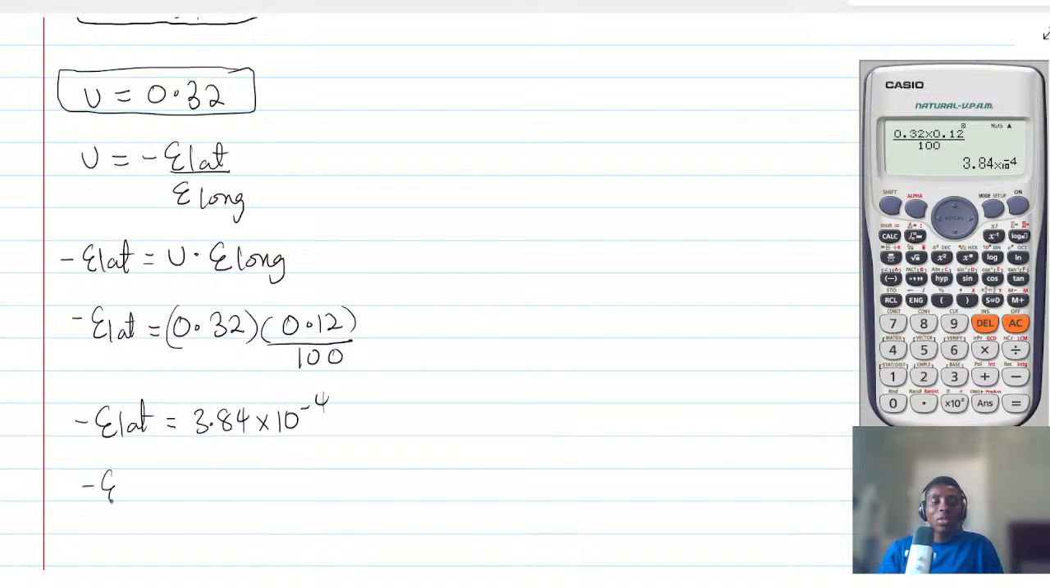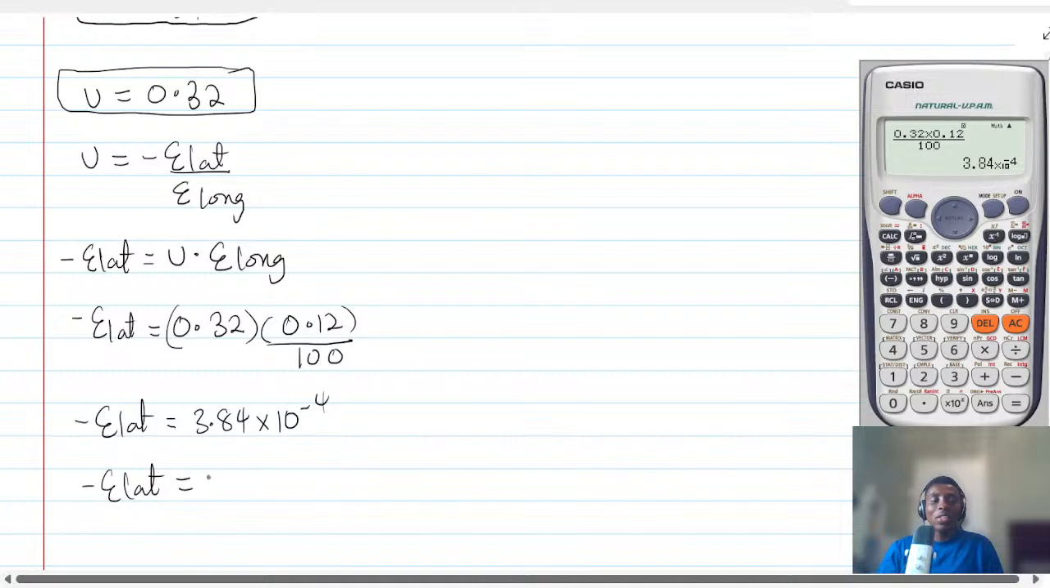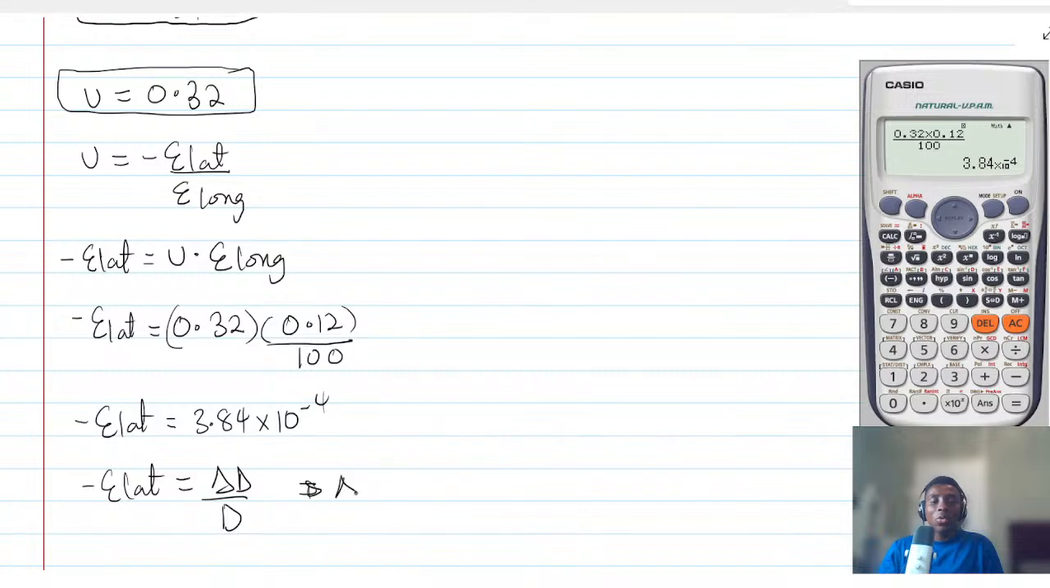But what is the latitudinal strain? The latitudinal strain is the change in diameter divided by the original diameter. Which means that the change in diameter will be the latitudinal strain multiplied by the original diameter.